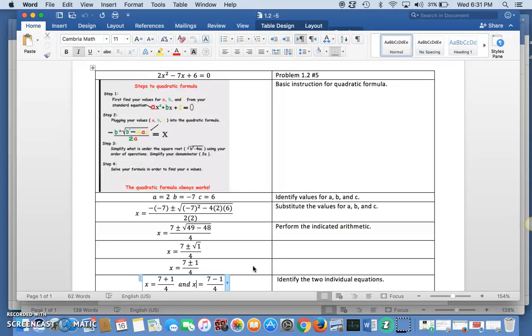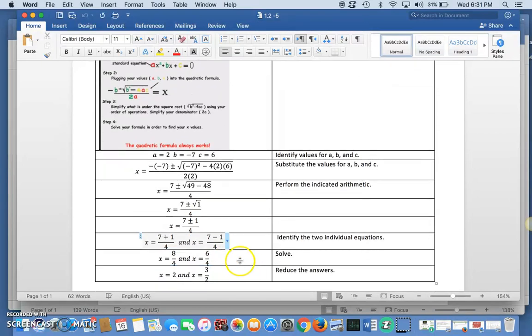So now we're ready to break down into two separate pieces. 7 plus 1 over 4 is 8 over 4, which becomes 2. 7 minus 1 over 4, 6 over 4 becomes 3 halves. A lot of that just becomes arithmetic there at the very end.